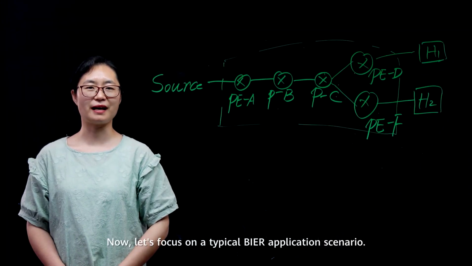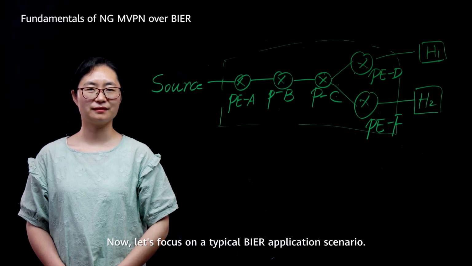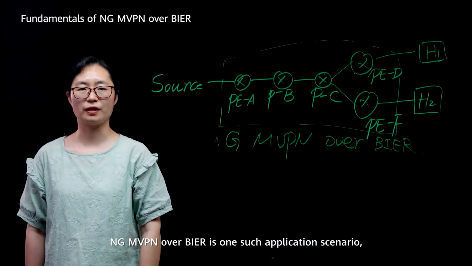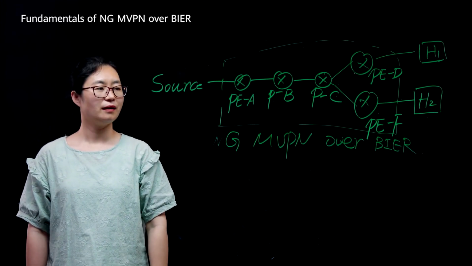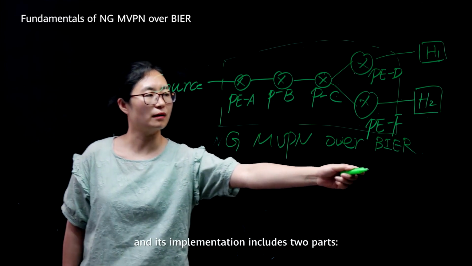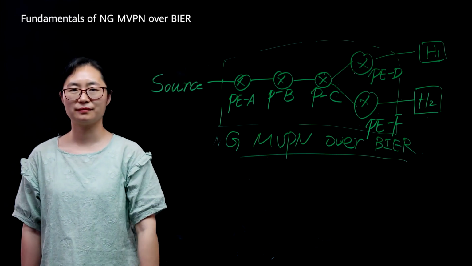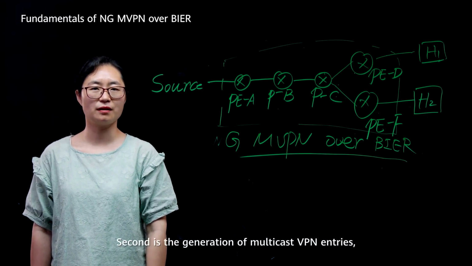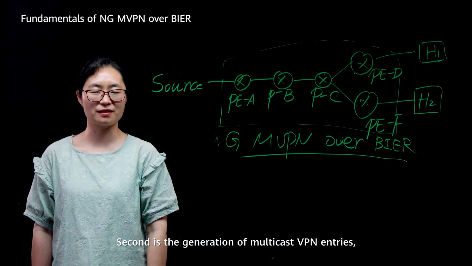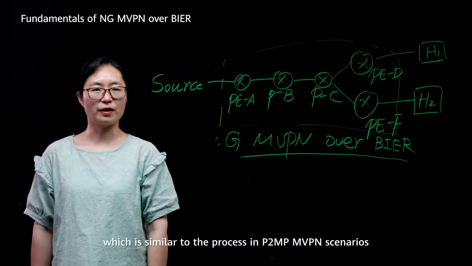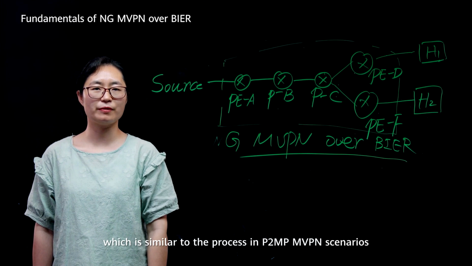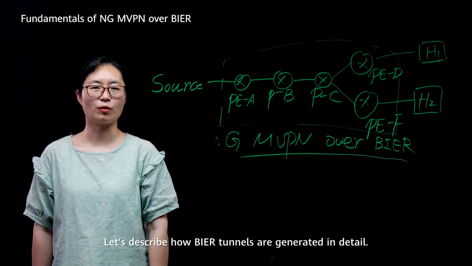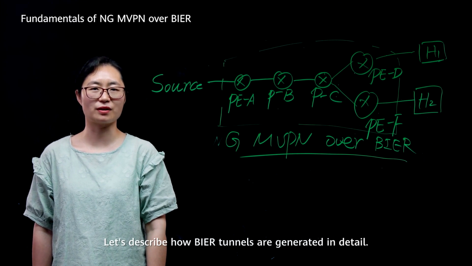Now, let's focus on a typical BIER application scenario. NG MVPN over BIER is one such application scenario. Its implementation includes two parts. First is the establishment of BIER tunnels. Second is the generation of multicast VPN entries, which is similar to the process in P2MP MVPN scenarios, and is therefore not described here. Let's describe how BIER tunnels are generated in detail.